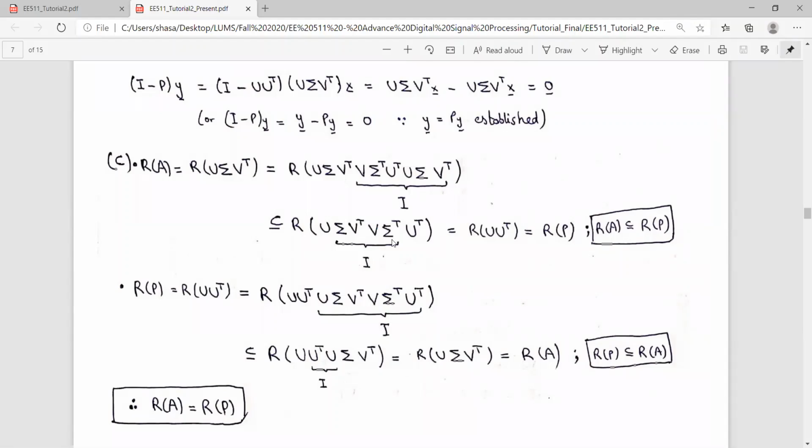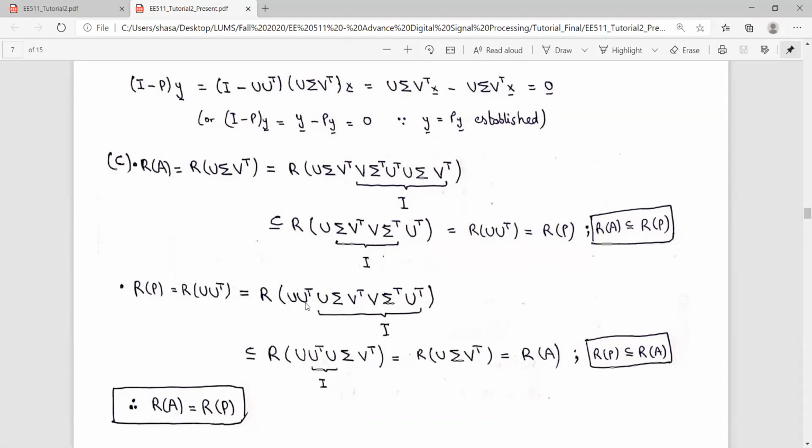Yes, and what I'm left with is the range space of UU transpose, which is the range space of P. So I've established that the range space of A is a subspace of the range space of P. Then I go the other way around. Here I have UU transpose, but what I want is U sigma V transpose. So if I can do something to get sigma and V transpose further ahead, then I should be good to go.